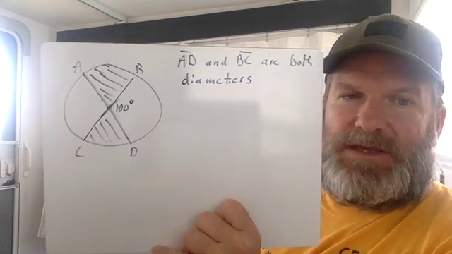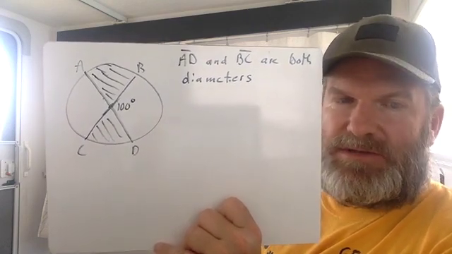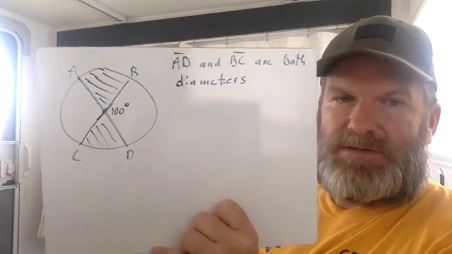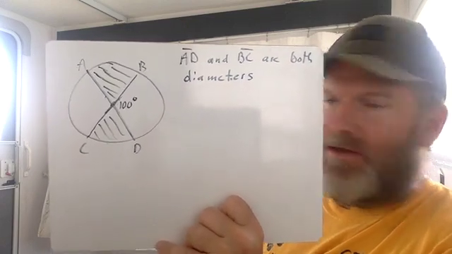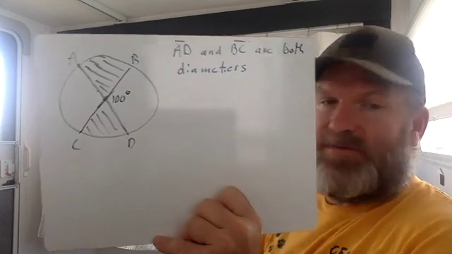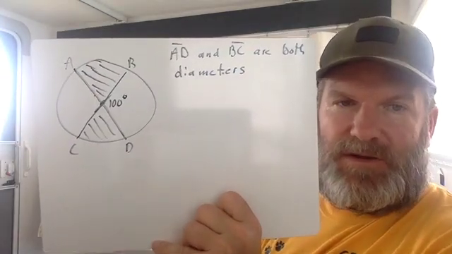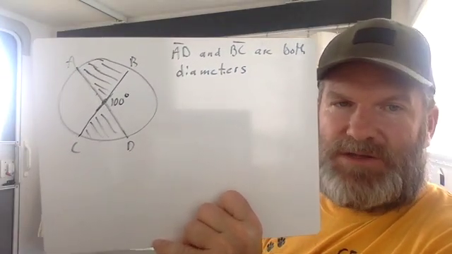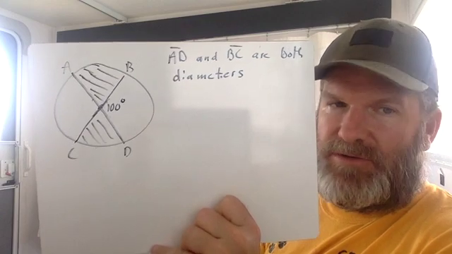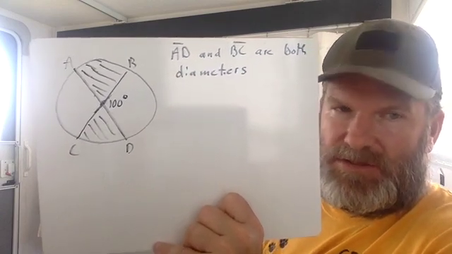So I gave you that AD and BC are both diameters. That way you know they're straight lines and you can use vertical angles here. You're going to have to use the vertical angle theorem and the linear pair theorem to figure out what is that angle in those shaded regions. Well, they're going to be the same because they're vertical angles.